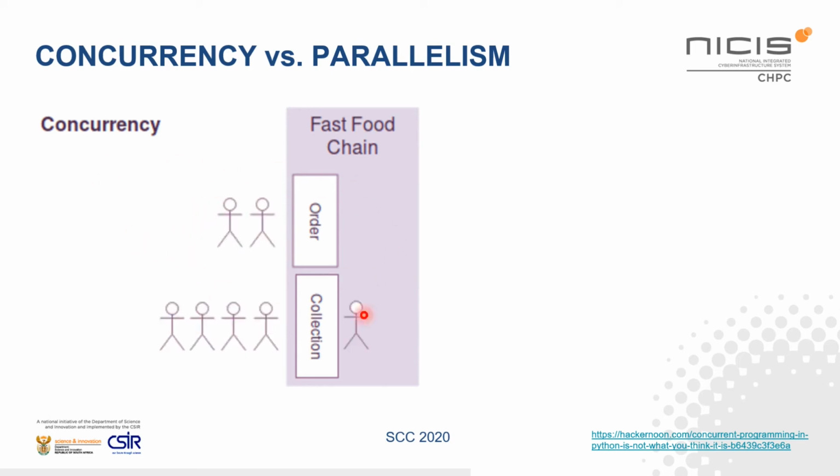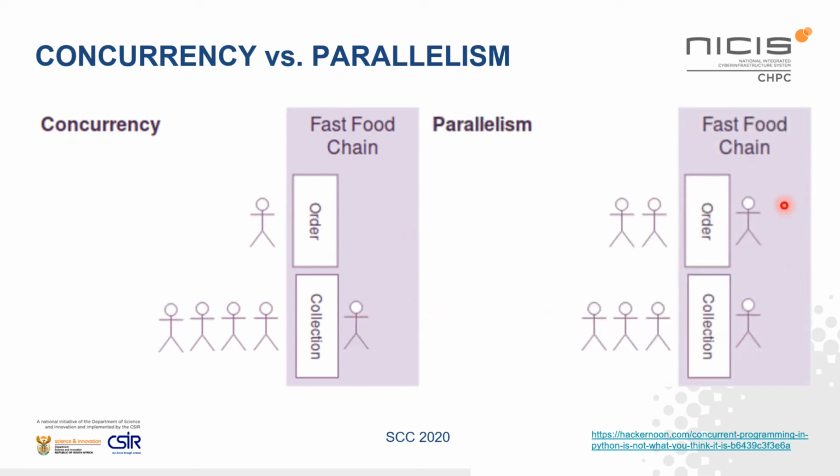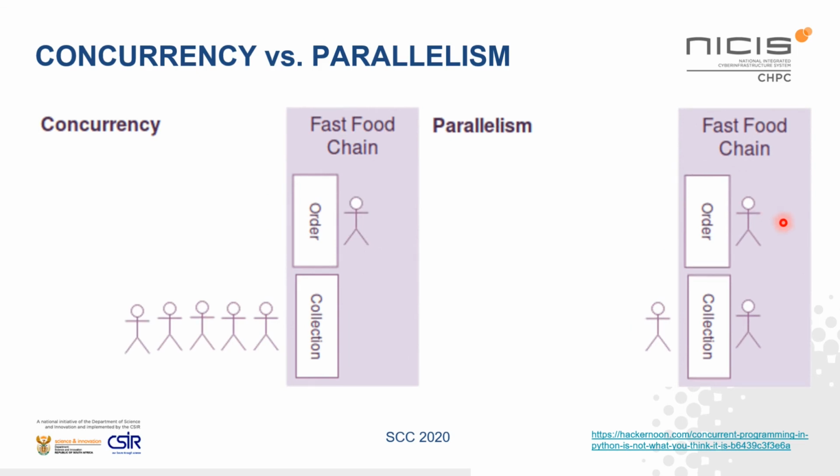In this example, an example of concurrency is one person taking orders and serving the food. There are 2 queues, but with only one person serving both, you might think that things are going in parallel, but they're actually only going as fast as one person can switch between the 2 queues. On the other hand, a parallel version of this example would be 2 people, one person serving each queue, one for orders and one for collections.